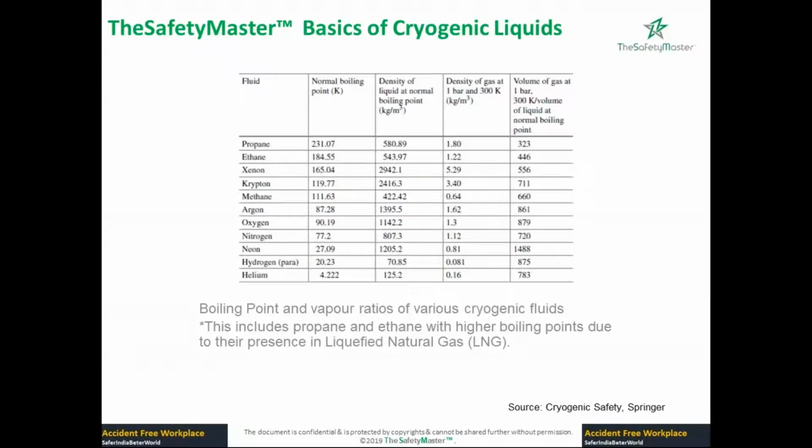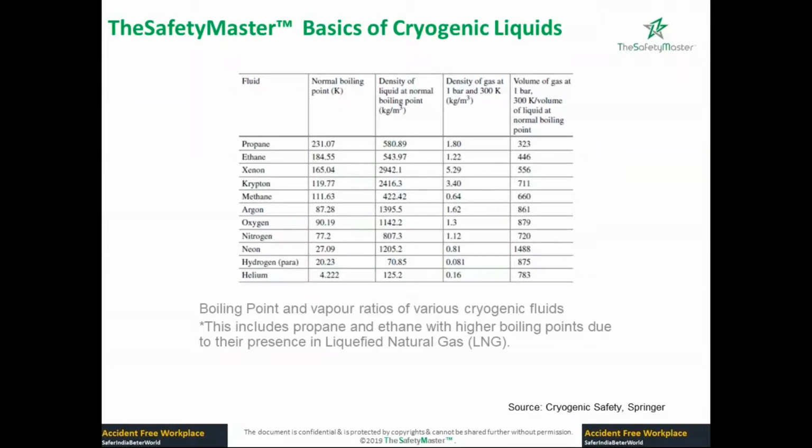So you have the important cryogenic liquids. Even though I've taken propane and ethane, which have a higher boiling point, they are stored in a liquefied form. That's the reason we consider them cryogenic liquids. And then you have xenon and krypton, which are the noble gases. Their boiling points are 165 Kelvin for xenon and 119 Kelvin for krypton. And then you have methane, which is still higher, but we consider methane part of cryogenics because it is stored at low temperature.